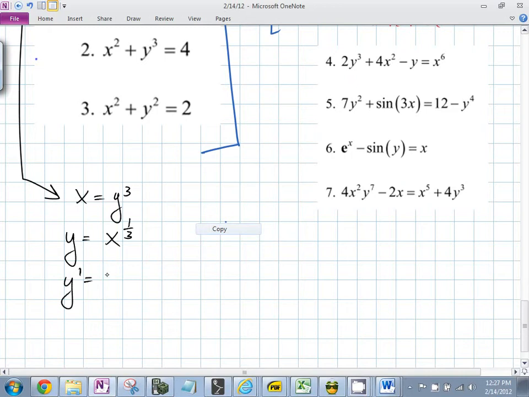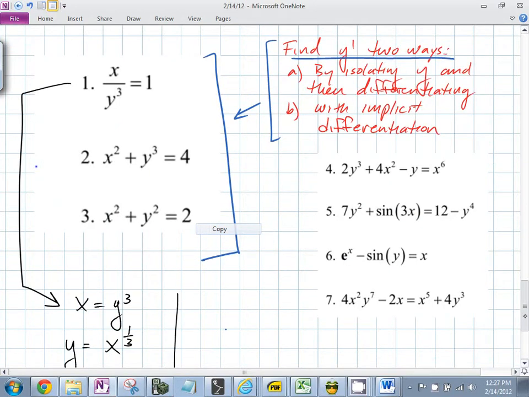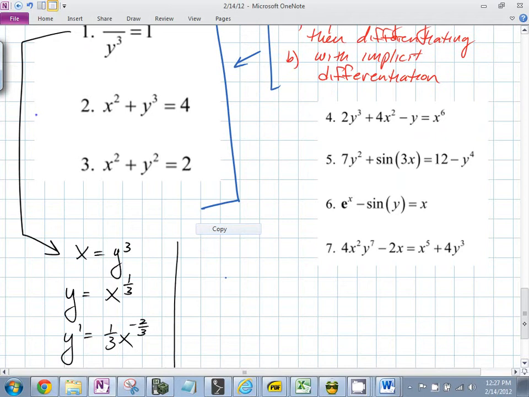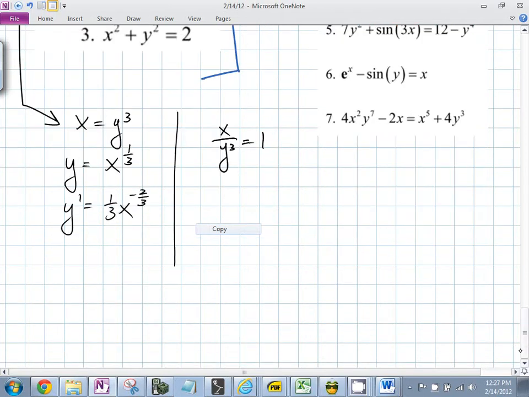So now let's use implicit differentiation instead. So we have x over y cubed equals 1. This one's a little harder because it's a little more simple than what you're used to. That's a quotient, correct? So what do you have to use? The quotient rule. What's the low function? Y cubed. What's the high function? X.